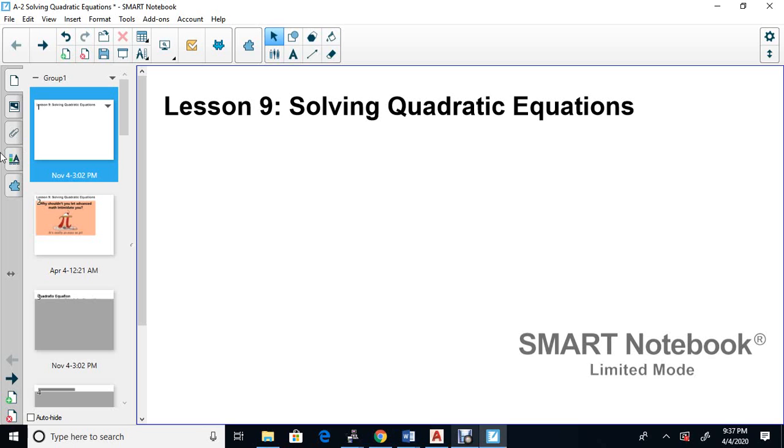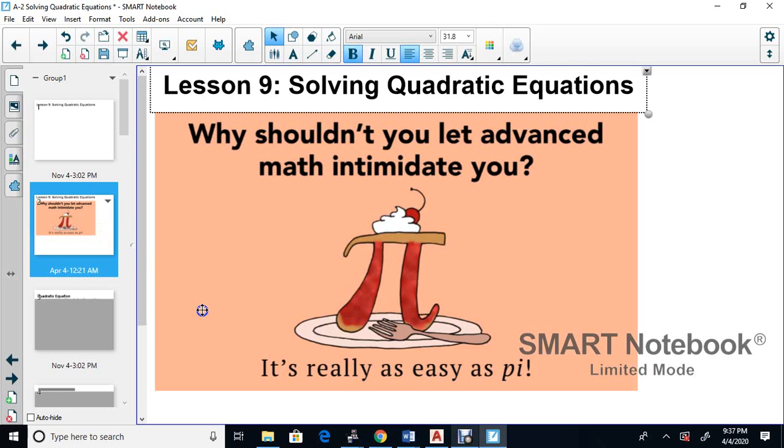So let's start off with the joke of the day. Okay, so here we go. The joke of the day for solving quadratic equations. Why shouldn't you let advanced math intimidate you? Well, because it's really easy as pie. It's really easy as pie.